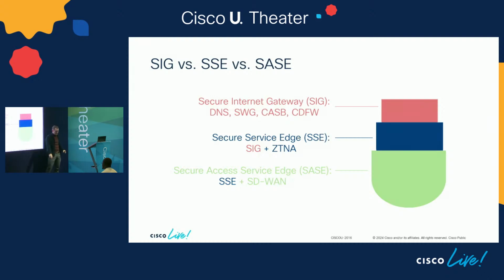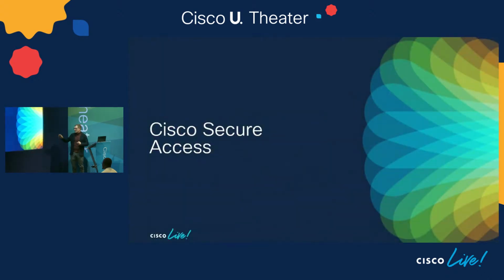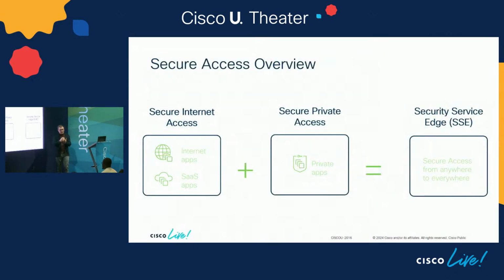I'll focus on this Cisco Secure Access solution, which is actually now combining two use cases: secure internet access and secure private access. With Umbrella, we were covering secure internet access, how my users securely connect to the internet. With Secure Access, we're combining this with secure private access. How do I get my users access to private applications? And by combining these two use cases, we get a full set of capabilities in one platform called Secure Access.